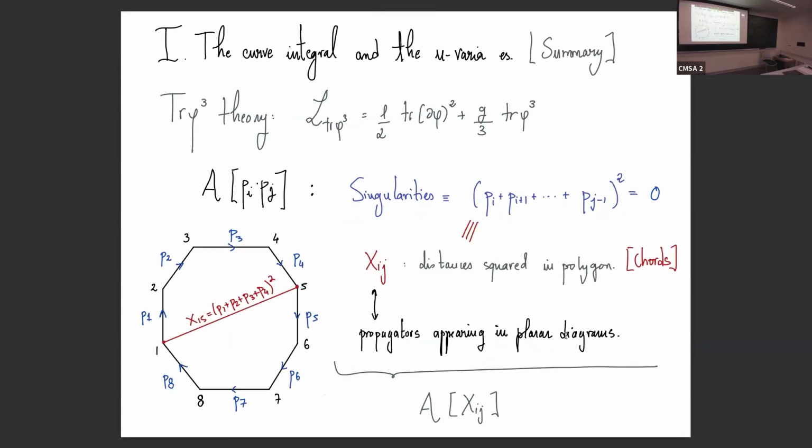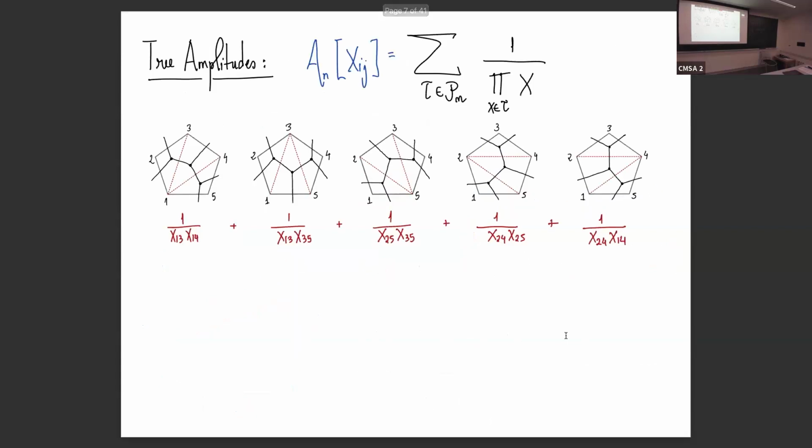So a nice way of encoding the information of what are these kinematic invariants that correspond to singularities is by drawing the momentum of the particles that enter in the scattering process tip to toe. And because of momentum conservation, they form this closed polygon. And so if we consider the length squares of chords in this polygon, which I'm going to call the x_ij's, these precisely correspond to the variables that appear as singularities. They're given by sums of adjacent momentum, which in other words correspond to precisely the propagators that appear in the planar diagrams.